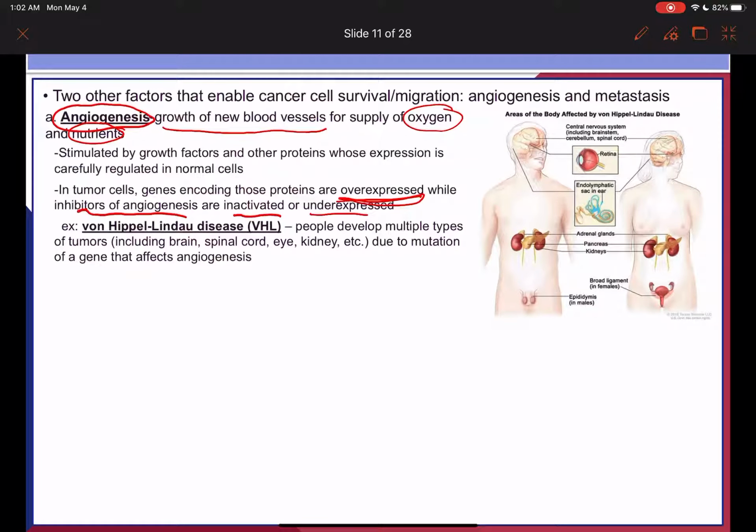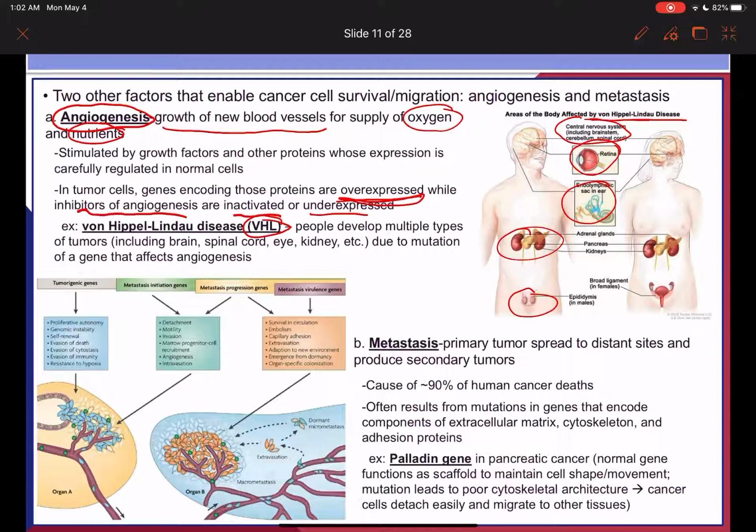But on the same note, there is a specific type of cancer that is due to mutation in a gene that affects angiogenesis, and that example is called the von Hippel-Lindau disease, or VHL disease. This is where people develop multiple types of tumors, including the brain, spinal cord, eye, kidney, etc., due to mutation of that particular gene that affects angiogenesis. So this is illustrating VHL disease and where these tumor cells can form in multiple parts of the body. So that's pretty bad if one has VHL cancer.